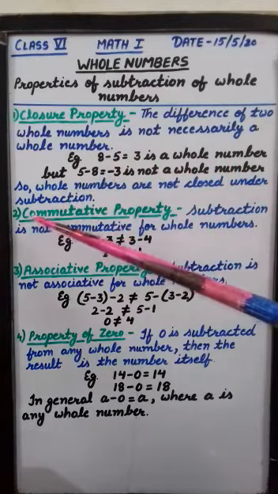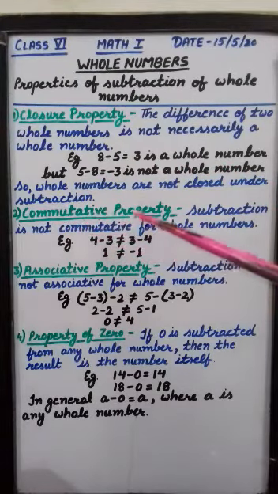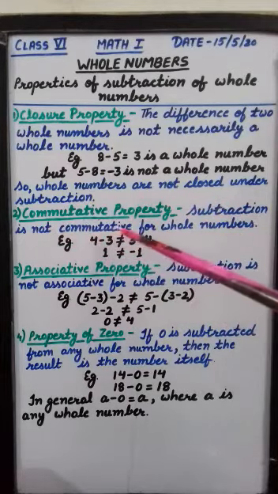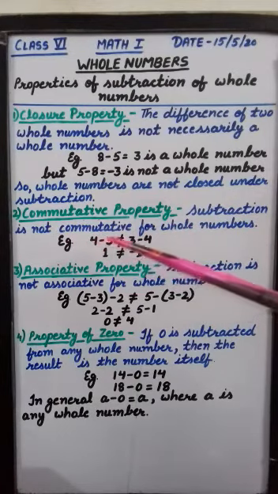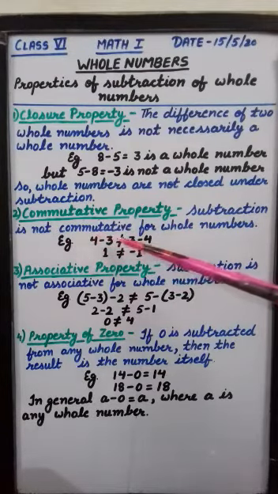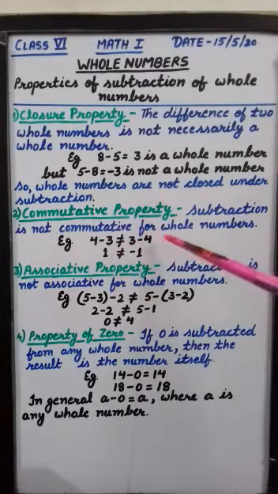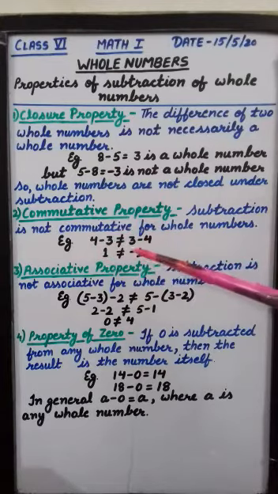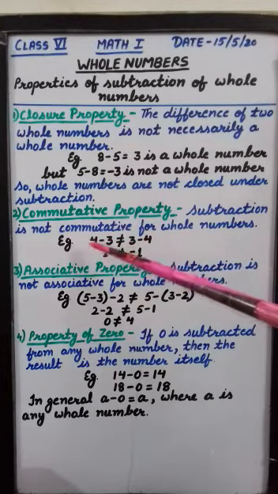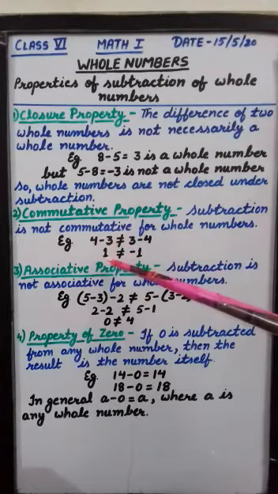Now, the second one, we are talking about commutative property. Subtraction is not commutative for whole numbers. Let's see this by one example. Here I have written 4 minus 3 and here I have interchanged the numbers. 3 I have written first and 4 backside. So here 3 minus 4. Now let's see the answers here. When I subtract 4 minus 3, the answer is 1.